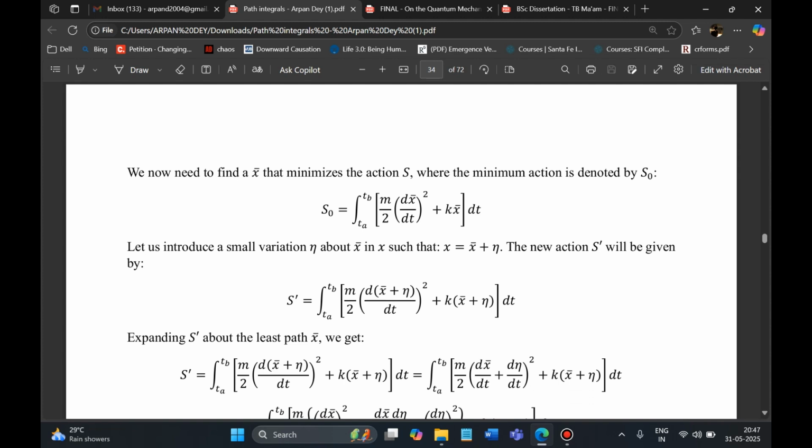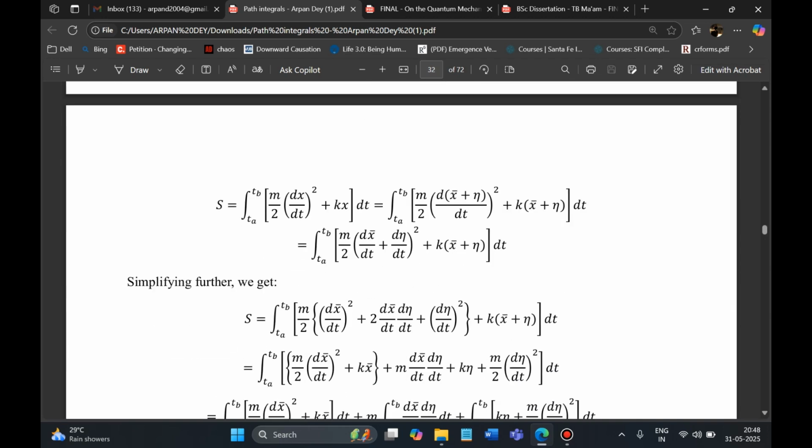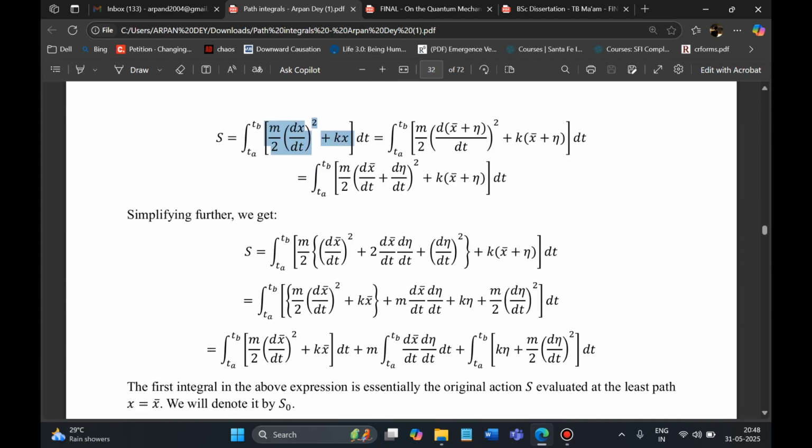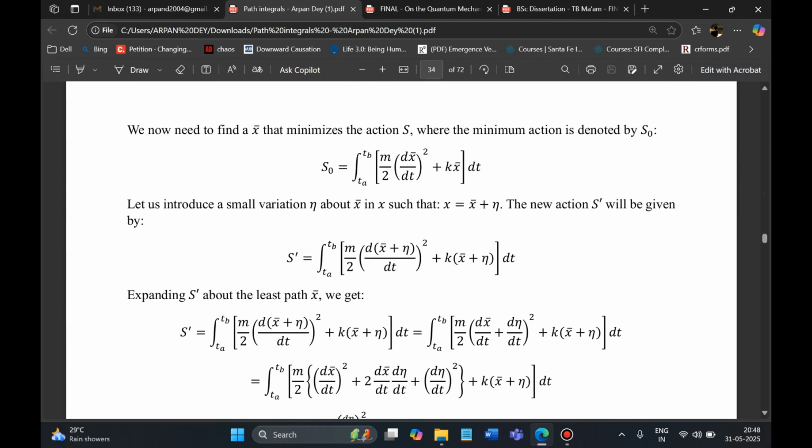Yes, this is the expression for S naught, because the expression for the action was this thing. Let me show you. Inside the time integral, we had m over 2 (dx/dt) whole squared plus kx. So if we put x equals x bar, that will be the least path or the least action. So then S will be equal to S naught, and that's what we have done: m over 2 (dx bar/dt) squared plus k x bar. Just put x equals x bar.